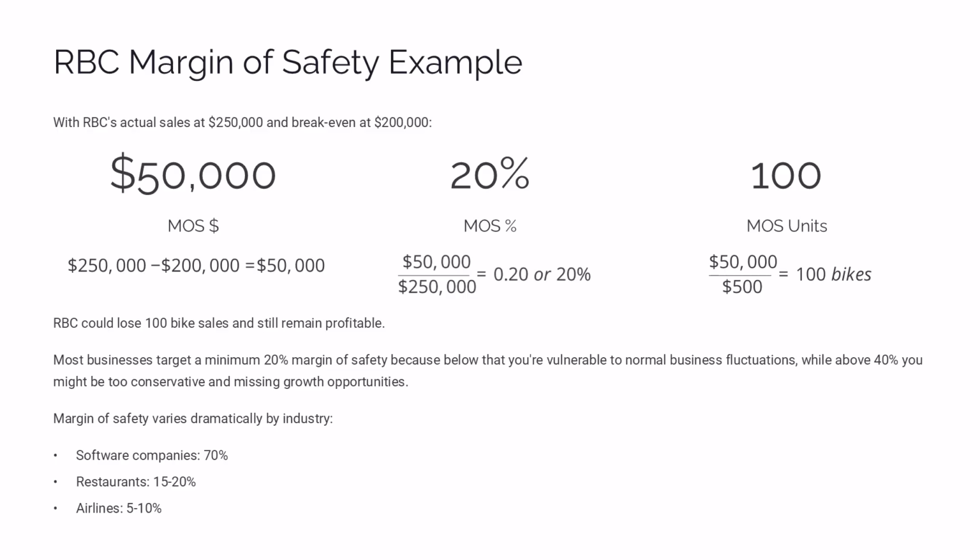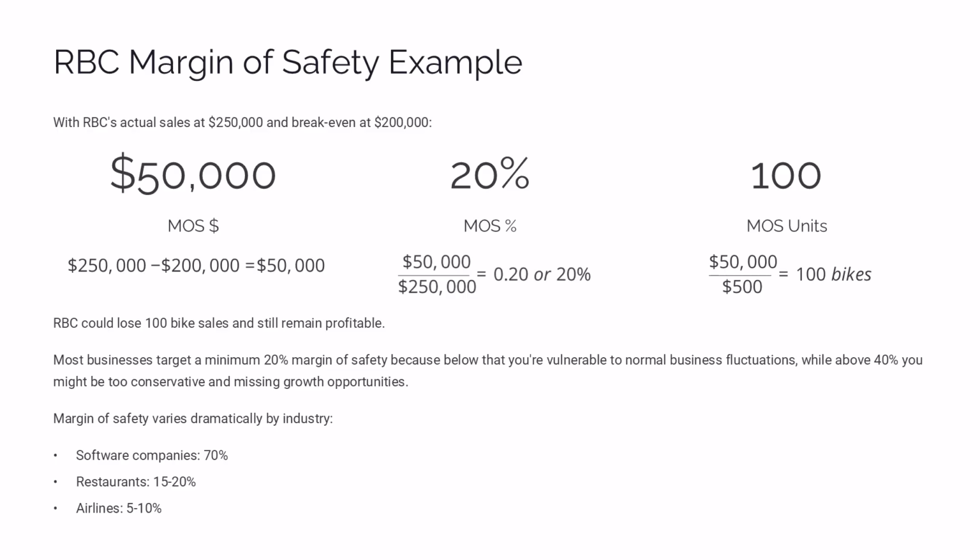This 20% margin of safety is actually the informal minimum that most businesses target, because below 20% you're vulnerable to normal business fluctuations, while above 40% you might be too conservative and missing growth opportunities, which is why companies constantly balance growth investments that reduce margin of safety against the risk of operating too close to break even.